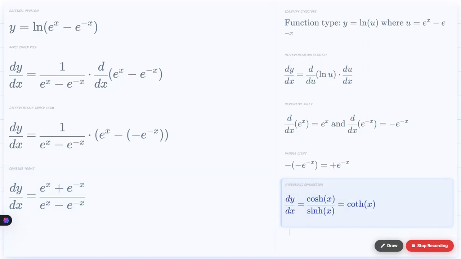We note that the answer can also be written as cosh of x divided by sinh of x, which equals coth of x. We do this to show other ways to write the same answer. These are the definitions for hyperbolic functions.